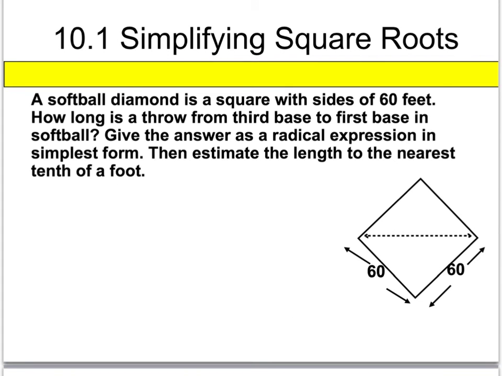Alright, so last one. This is the last note of the day. It says a softball diamond is a square with the sides of 60 feet. How long is a throw from third base to first base in the softball?